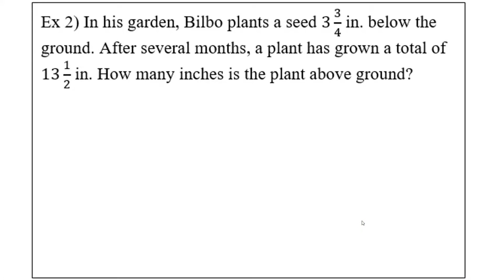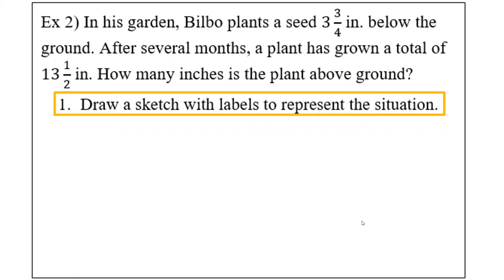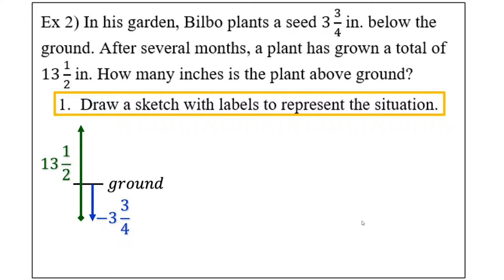Example 2, in his garden, Bilbo plants a seed 3 3/4 inches below the ground. After several months, a plant has grown a total of 13.5 inches. How many inches is the plant above ground? So a sketch is going to be helpful here. So we have the ground, which is 0, and then the plant is 3 3/4 inches below the ground. So that's a negative 3 3/4. And then from where it's planted, the seed grows 13.5 inches tall. So we're trying to find the distance that the plant is above ground.